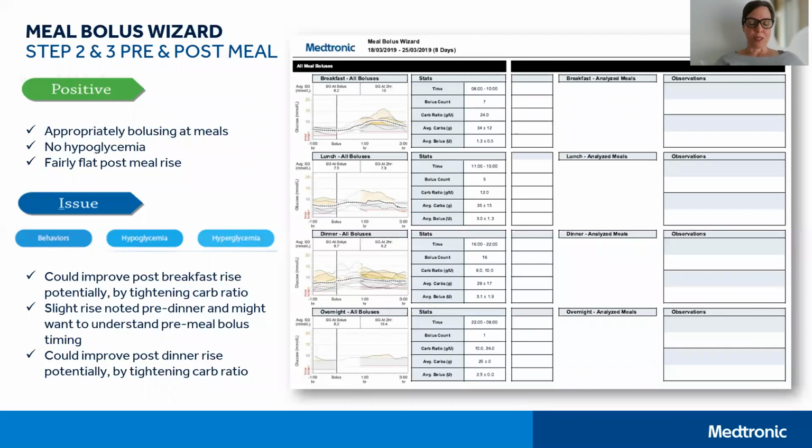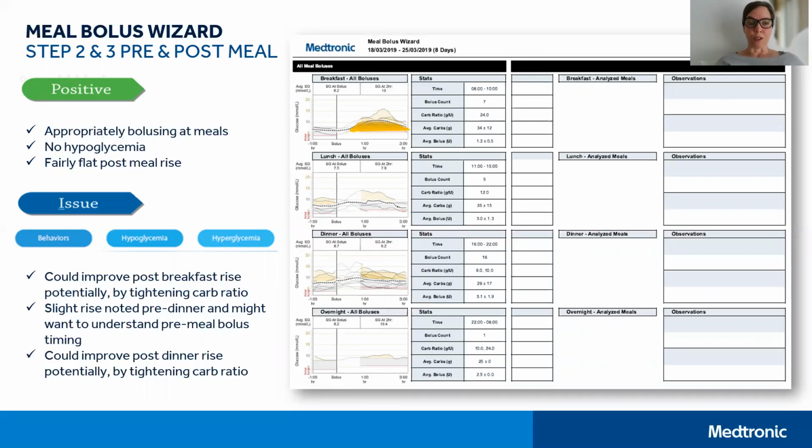Lastly, in our 3-step CareLink methodology, we'll take a look at the pre and post meal by looking at the Meal Bolus Wizard report. So this person is appropriately bolusing at meals. There is very little hypoglycemia, and they're experiencing a fairly flat post-meal rise. These are all great things to acknowledge.